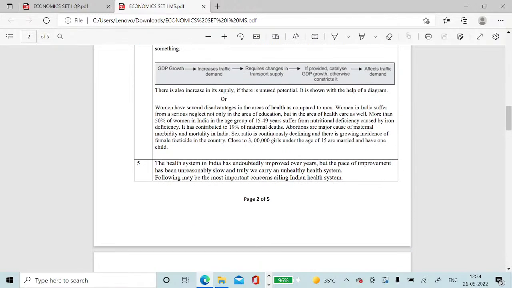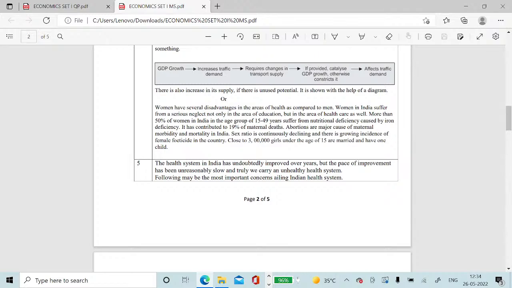Women have several disadvantages in the areas of health as compared to men. Women in India suffer from a serious neglect not only in the area of education but in the area of healthcare as well. More than 50% of women in India in the age group 15 to 49 years suffer from nutritional deficiency caused by iron morbidity and iron deficiency.